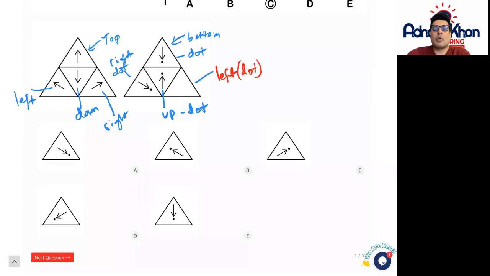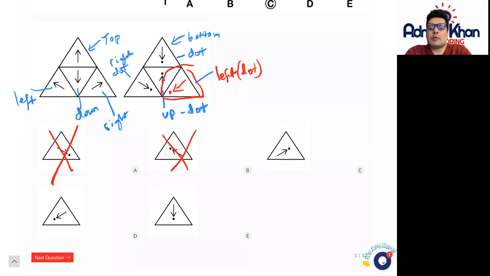So let's have a look at our options. We're looking for an arrow that's pointing to the left. So it's going to be roughly this direction with a dot at the end. So where can we find this particular pattern? Is it going to be A? No, A is not it. So let's just cross this out. Is it B? B is pointing to the left, but the arrow is pointing upwards rather than downwards. So we'll cross this out as well.